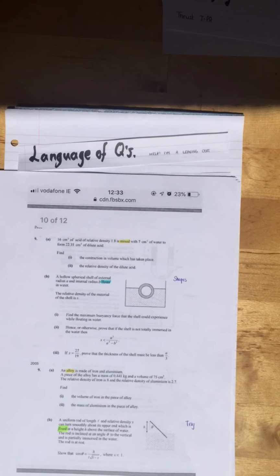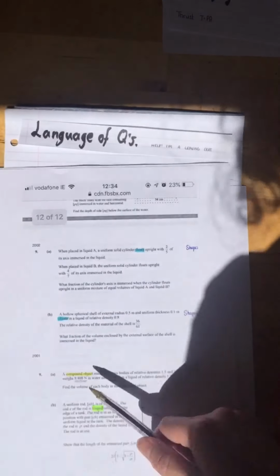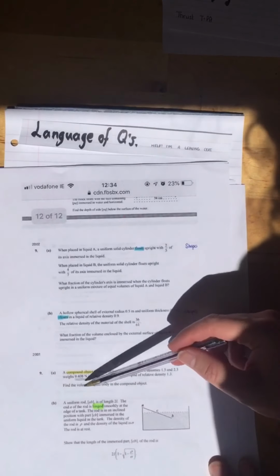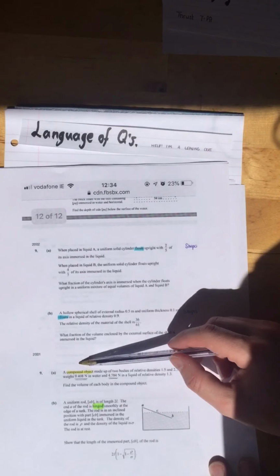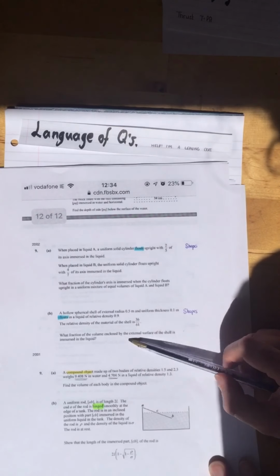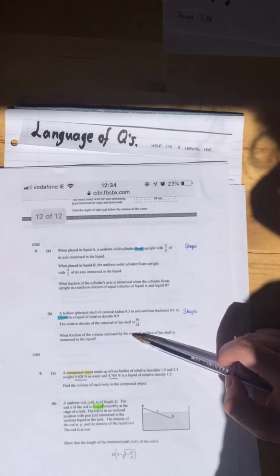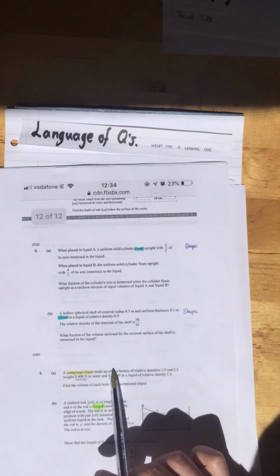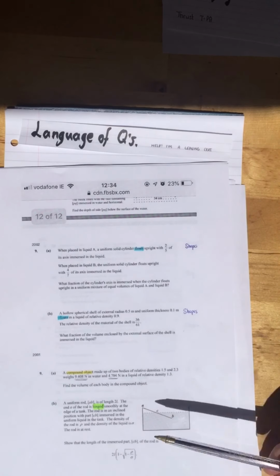Just know that an alloy is a mixture of two metals. And in 2001 we had something about a compound object. Here we are. So, compound object, quite simply, a compound is a mixture of two substances. It even says it here, compound object made up of two bodies. So when they say compound, it means it's a mixture, so just be aware of that.